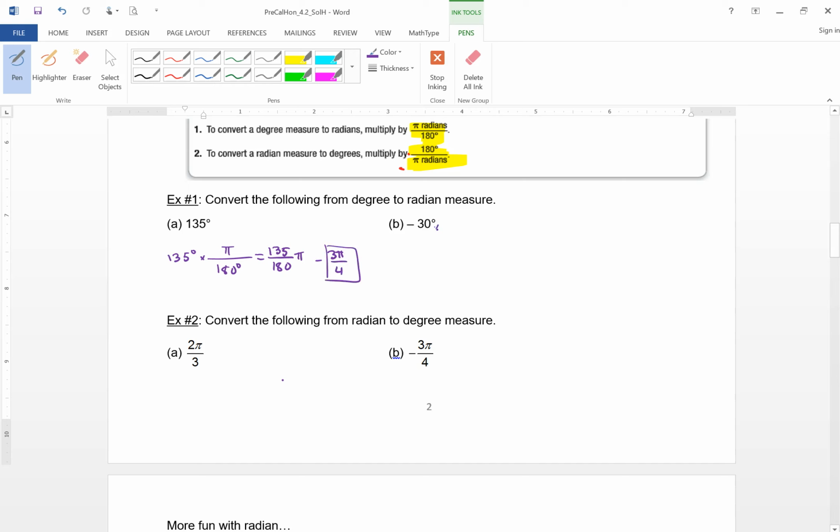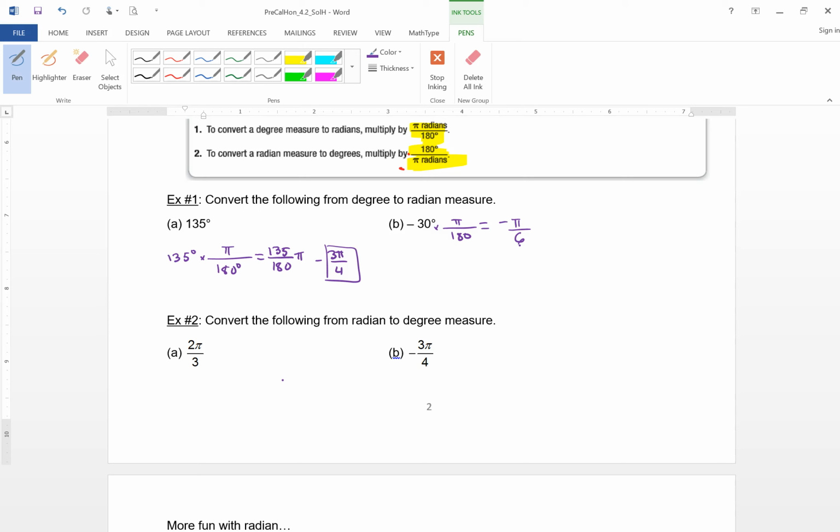Negative 30 degrees times pi over 180 is negative pi over 6. And everybody knows that 30 degrees is pi over 6, because pi is 180, and if we divide 180 by 6, we get 30.